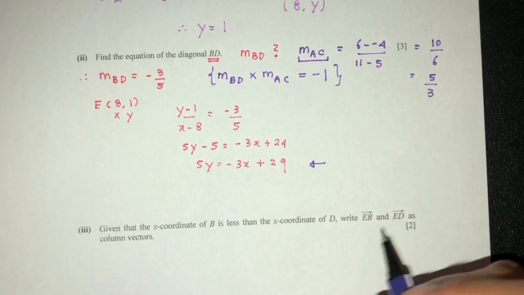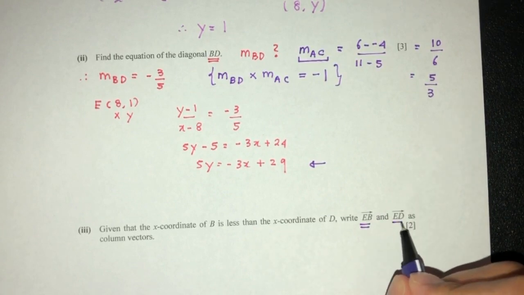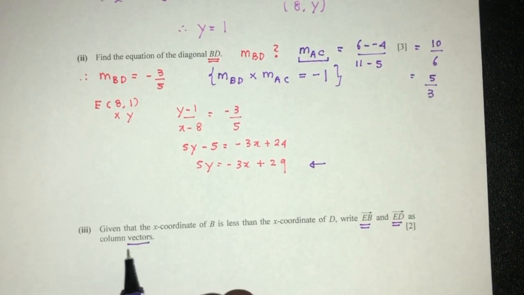Now we have to write EB and ED as column vectors. Here I was going to draw this, by the way, so let me move on to question part 3. In an exam situation, honestly, I would not waste too much time thinking about this question. It's only 2 marks, right? So usually I would just draw it, to be honest with you guys. It's just way simpler than thinking about this question the whole time.